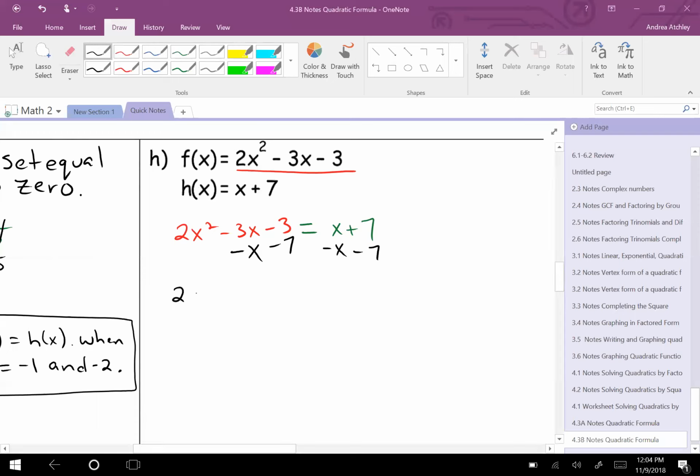That gives me 2x squared. Negative 3 and negative 1 is negative 4x's. Negative 3 and negative 7, they are the same sign, so I'm going to add and keep the sign. Equals 0. So I can either factor it, or I can solve using the quadratic formula. Which would you guys like to do? Box or quadratic? Okay, so we're going to try the box.